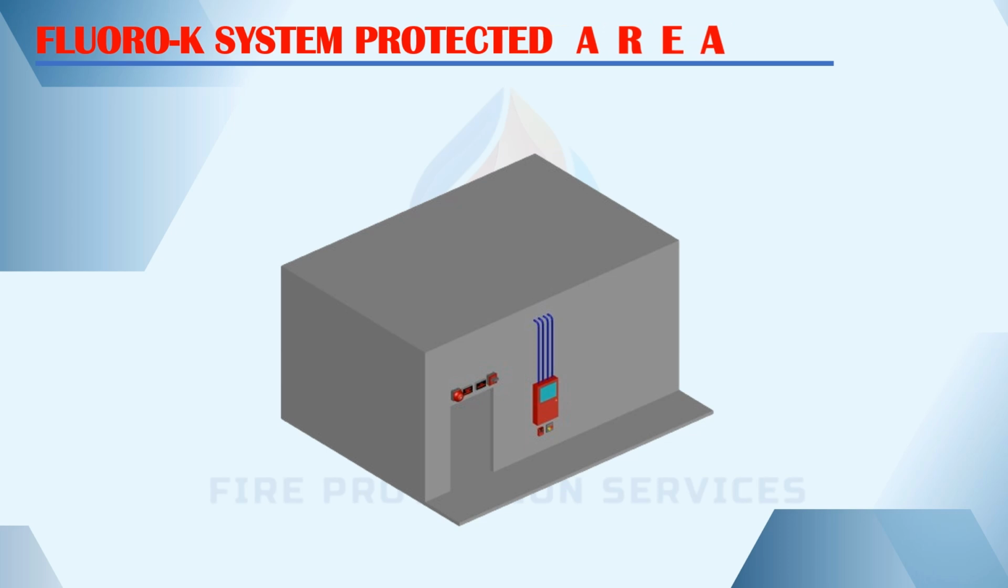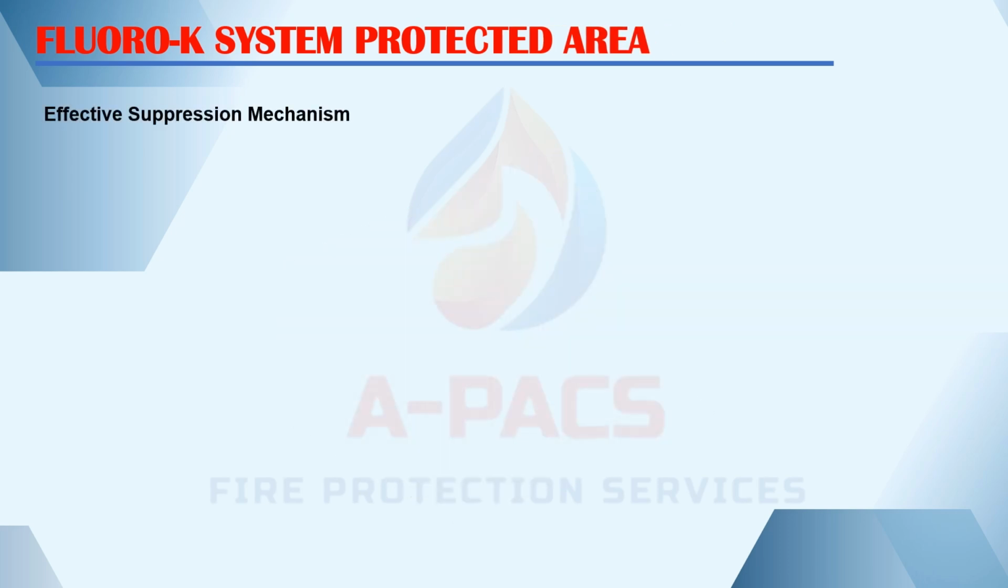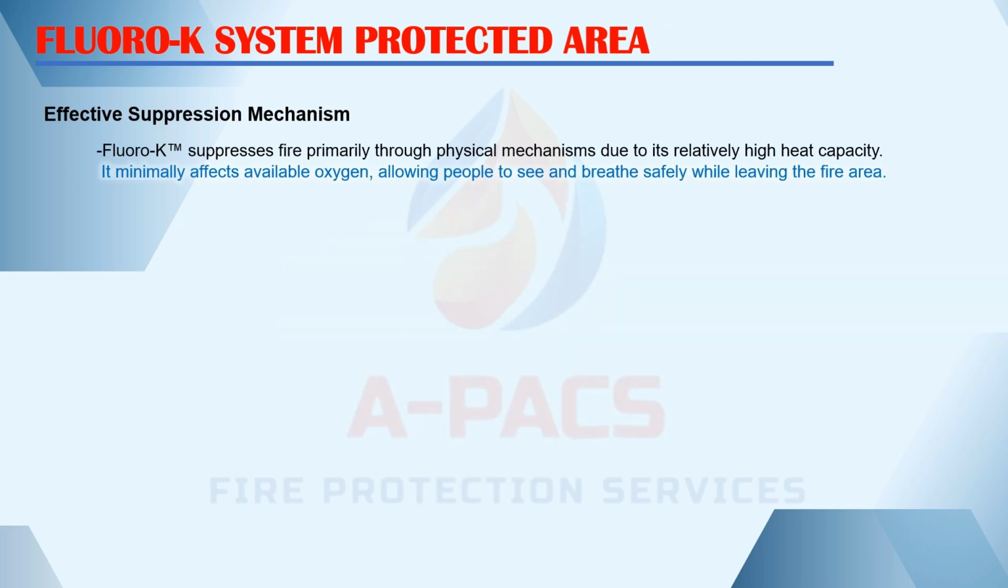Fluoro-K system protected area. The effective suppression mechanism. Fluoro-K suppresses fire primarily through physical mechanisms due to its relatively high heat capacity. It minimally affects available oxygen, allowing people to see and breathe safely while leaving the fire area.